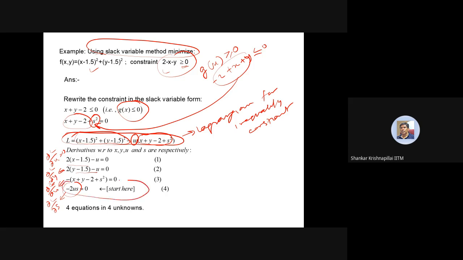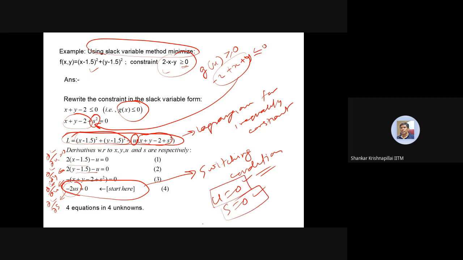So this is the switching condition. You have to always start with the switching condition. So either u equal to 0 or s equal to 0. You have to try both options and see which gives the correct answer, which does not violate the constraints. So u equal to 0 means the constraint is totally inactive. s equal to 0 means the constraint is active. So these are the only 2 options.